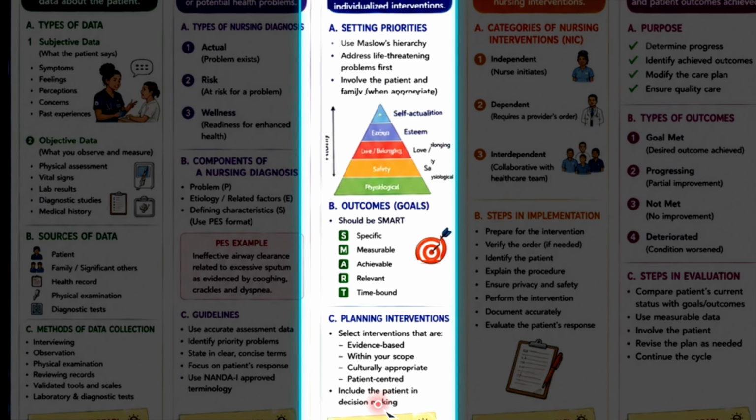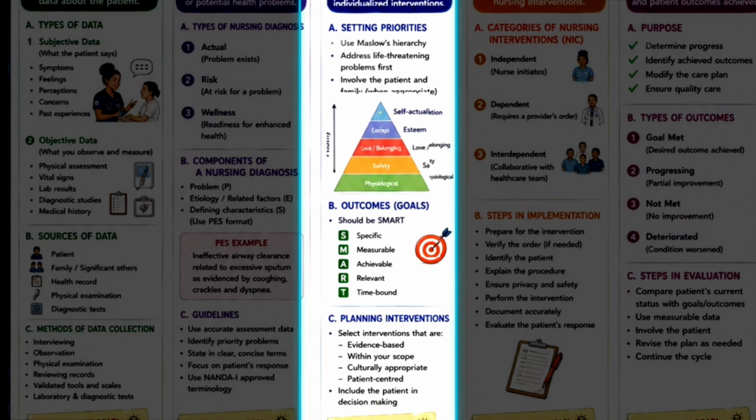Third, when selecting clinical interventions, ensure that every chosen action is grounded in scientific evidence, falls safely within your professional scope of nursing practice, is culturally appropriate, remains patient-centered, and actively engages the patient in shared decision-making. Our planning pearl reminds us: good, structured planning today prevents severe clinical deterioration and complications tomorrow.